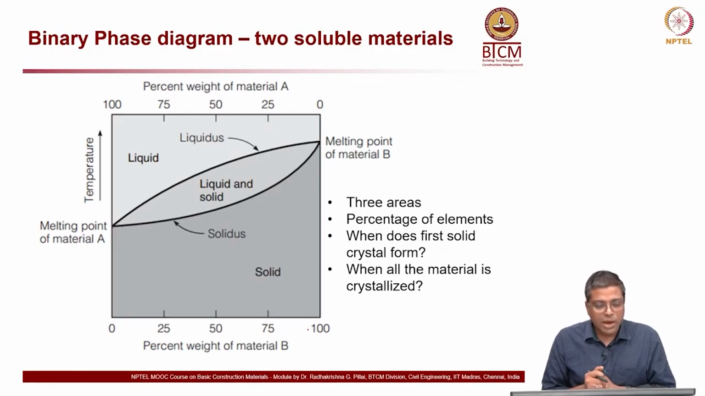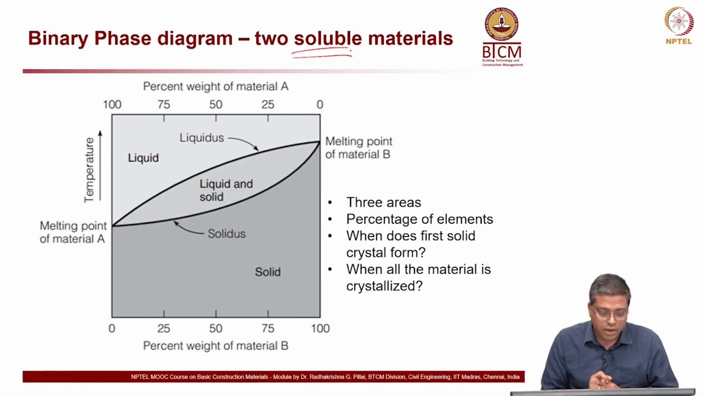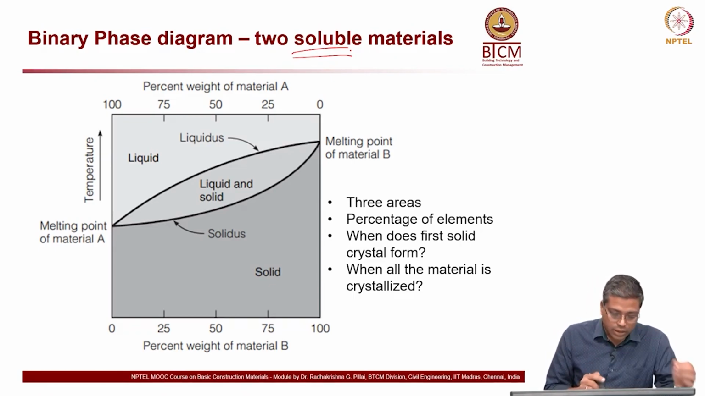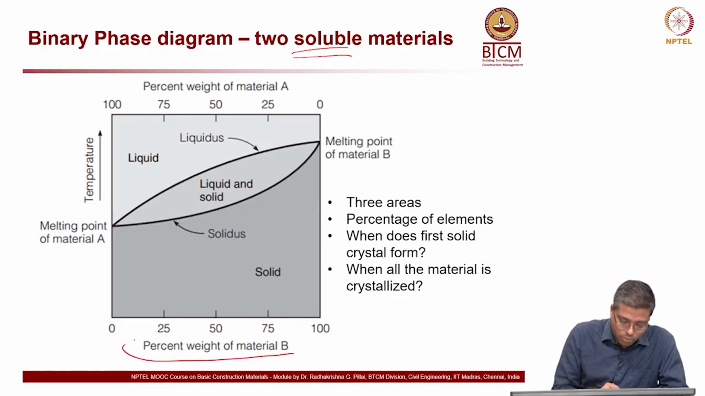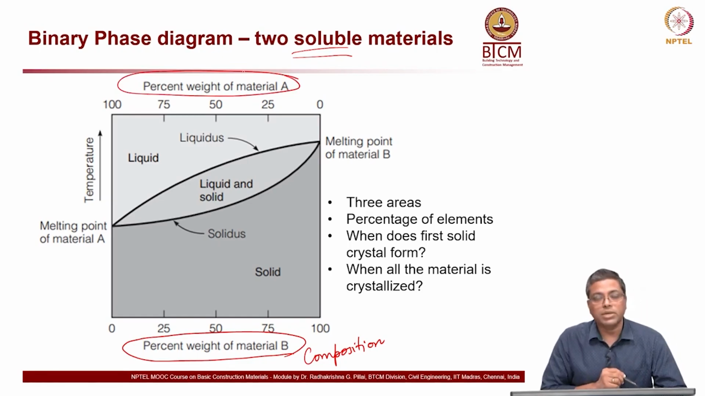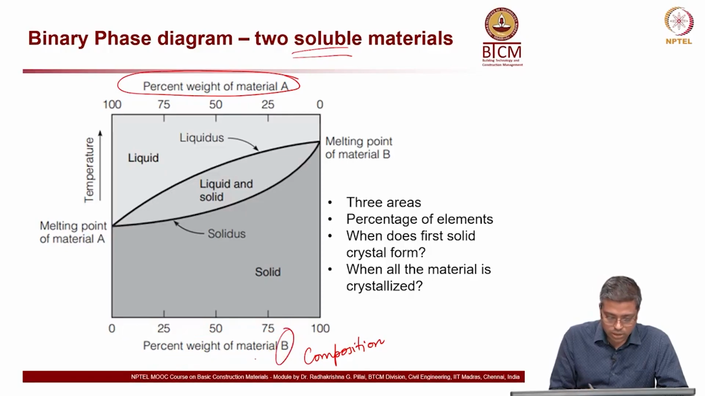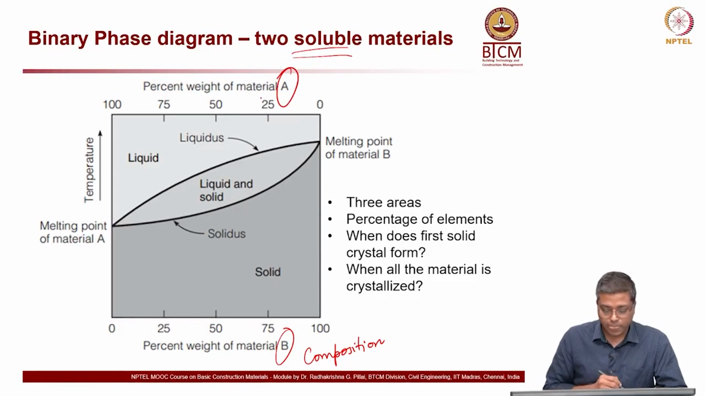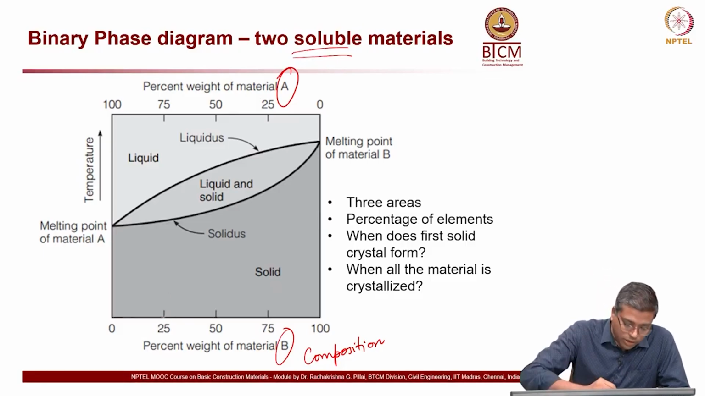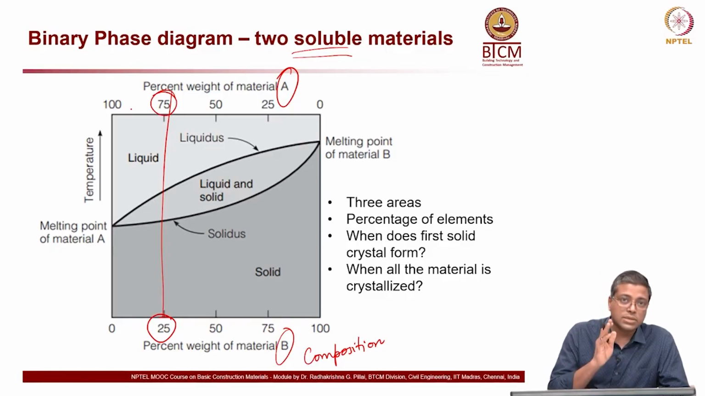Okay, now binary phase diagram for two soluble materials. This is one of the simplest phase diagrams which we are going to discuss here. And you can see here again, this is the composition. Here you can see the same thing for material A at the top axis and material B at the bottom axis. Now, if I draw a line along this, I have 25% material B and 75% material A as the composition.